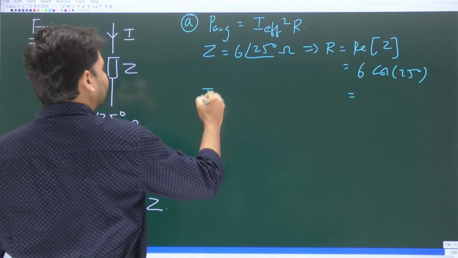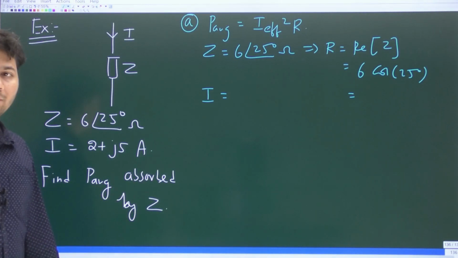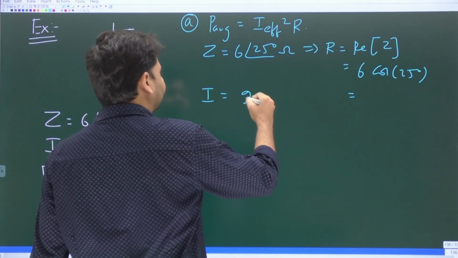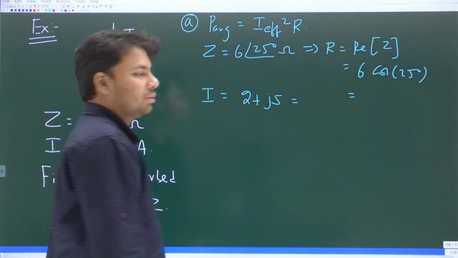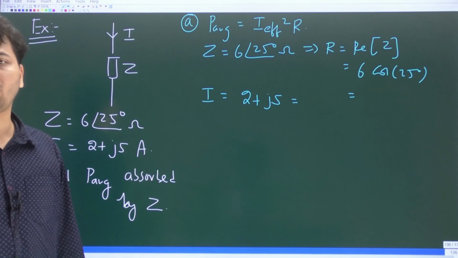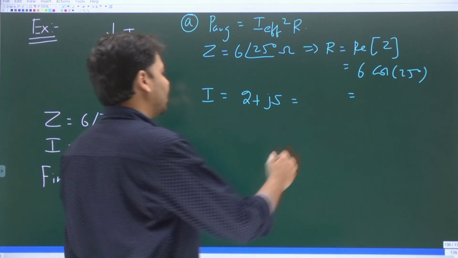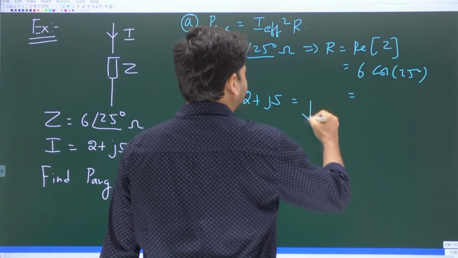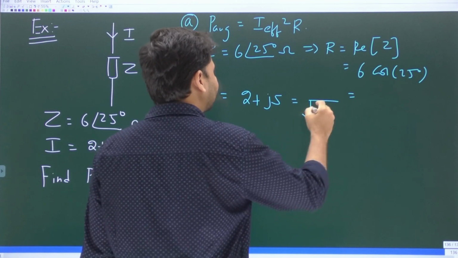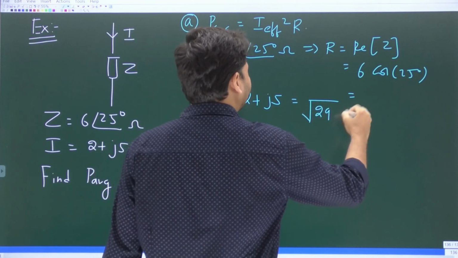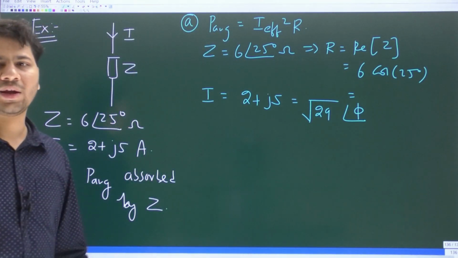And also the phasor current is not given in polar form, it is given in rectangular form. Okay, 2 plus J5. What is 2 plus J5 in polar form? It is going to be square root of 2 square plus 5 square, which is root 29, at some angle phi. Angle is not important.